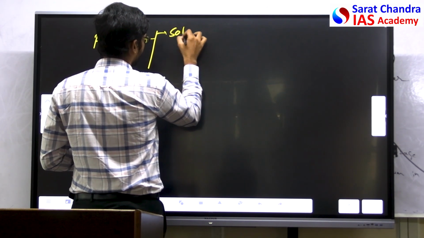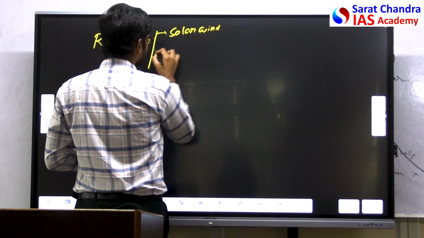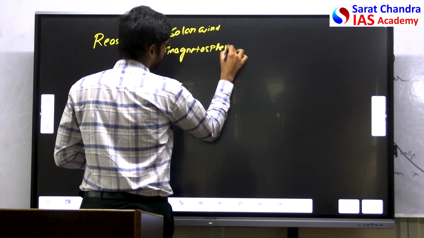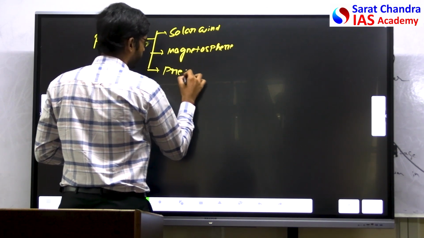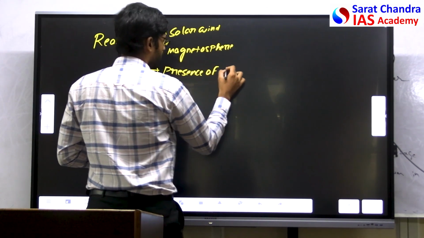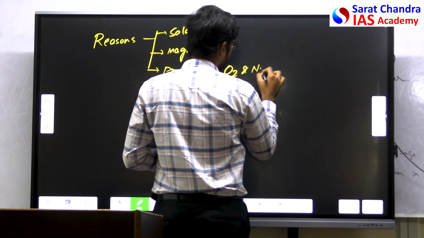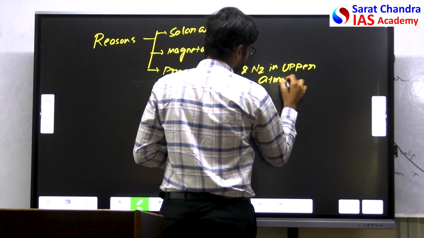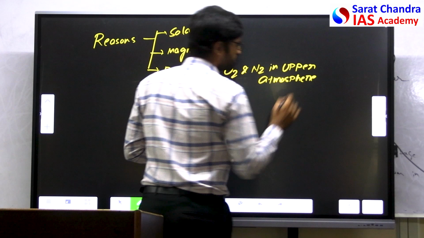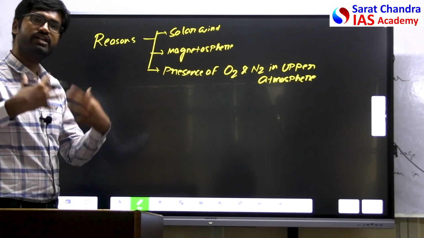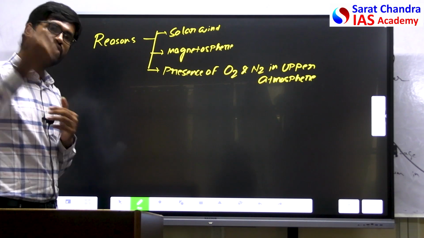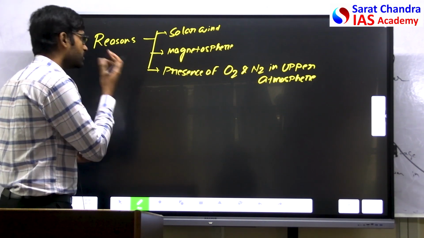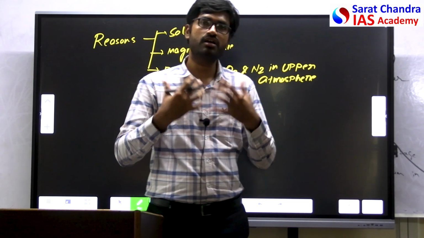So the first thing is solar wind. The second thing is the magnetosphere of the Earth. And the third thing is the presence of oxygen and nitrogen in the upper atmosphere. This can lead to reddish lights or greenish lights. If nitrogen is dominant, you can see greenish lights. If oxygen is dominant, you will see reddish lights. So these are the reasons for the occurrence of Aurora Australis and Aurora Borealis.